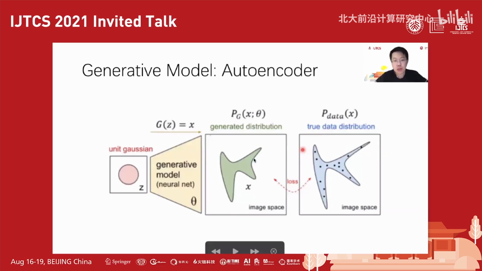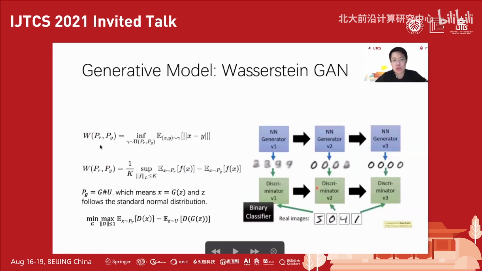In the previous picture, we are going to design a loss function from P_G, the generated distribution, and P_data, the true data distribution. And here we are going to introduce the Wasserstein distance, which is a perfect distance to measure how close two distributions are. For example, for two distributions P_R and P_G, this equation is the famous Wasserstein distance, and the second equation is a special case of the Wasserstein distance, which is known as the Wasserstein-1, or W1, distance.